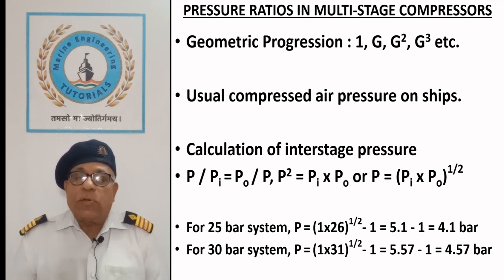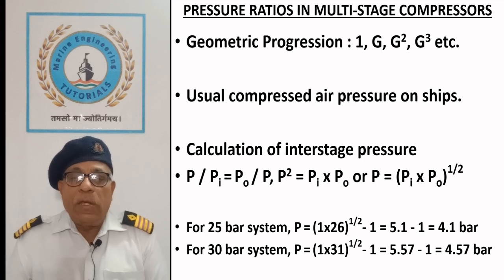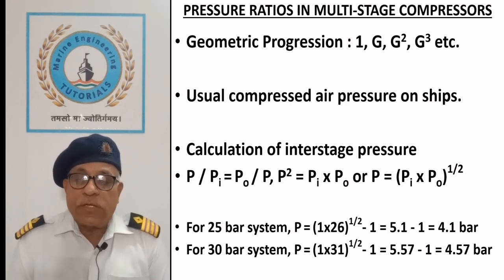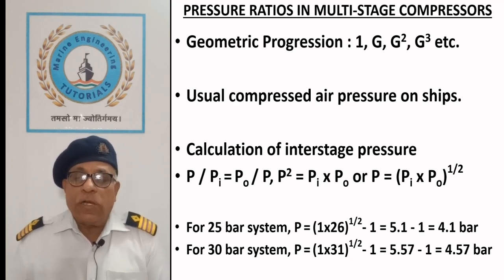Absolute pressures are used for finding the intermediate pressures and atmospheric pressure is subtracted to obtain the gauge pressures. Starting air pressure is reduced to 7 bar for use as service or control air.